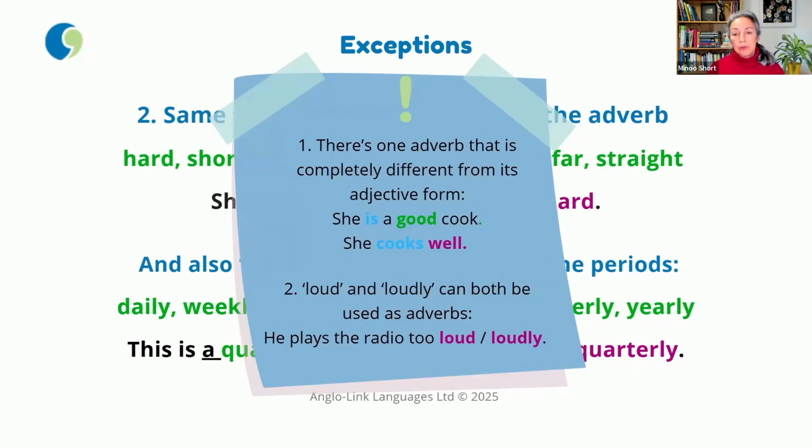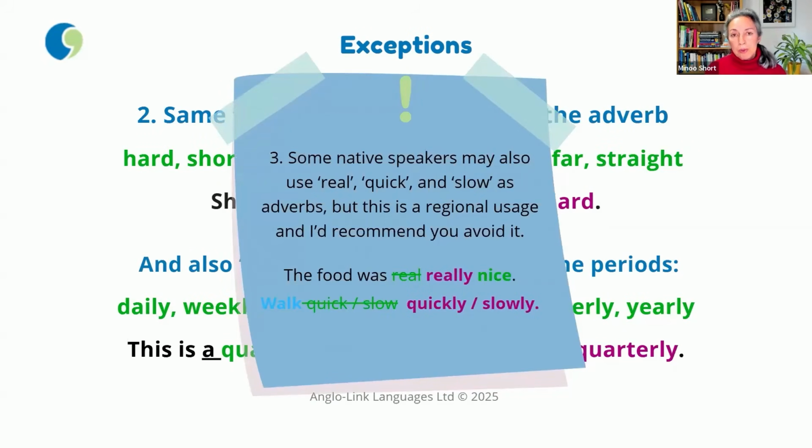Now, last note: you may also hear these 3 other adjectives, real, quick, and slow, used as adverbs, but this is not standard English. This would be regional English. I would recommend that you don't do that. You will hear things like, the food was real nice. It's very American. I wouldn't. Keep it to the adverb that it should be.